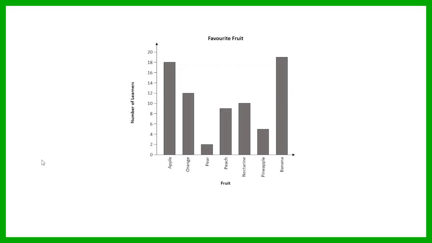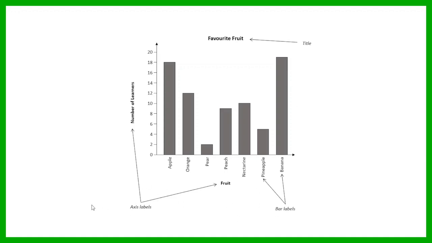First of all, you have to make sure that everything is labeled when you're working with a bar graph. So we have to have a title. That is, the whole bar graph has to be labeled to show what it is actually about. Then we also have to label our axes. Over here we've got the number of learners, and over here it's the different fruits. Then we also have to label the bars and say what each of those bars represents. So this bar is for apples, this bar is for oranges, this bar is for pears, and so on. So everything has to be properly labeled.